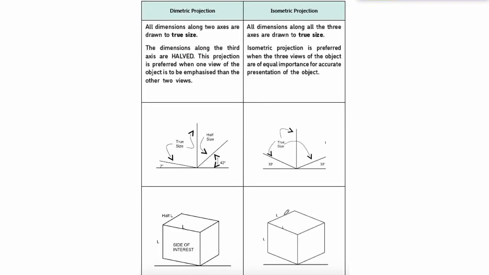Here are the explanations of the two types of projections, dimetric and isometric. Now, it is very important to understand that dimetric projections are used with two axes on the drawings, whereas the isometric uses three axes on its drawing. The dimensions for the dimetric projections along the third axis are halved. This projection is preferred when one view of the object is to be emphasized over the other two views, whereas the isometric is preferred when the three views of the object are equal and accurate in the presentation. As you can see here, the most important axes have been explained for the dimetric projections, whereas the isometric uses three equal sides as a view, one here, one there, and the other one being here.